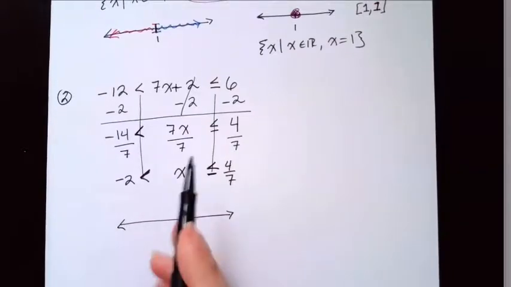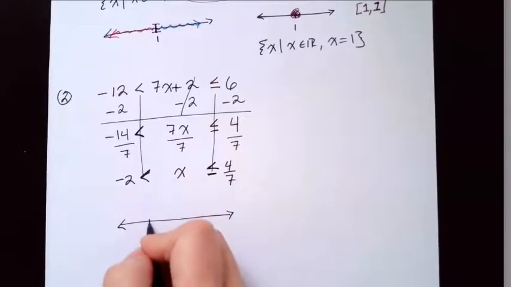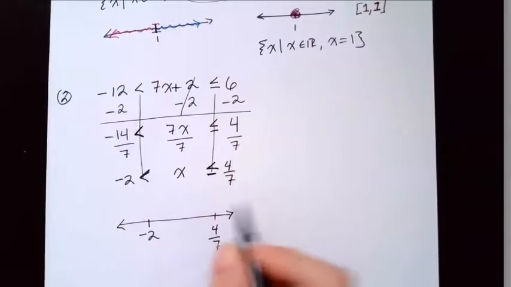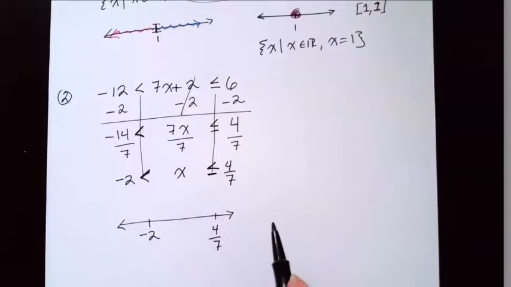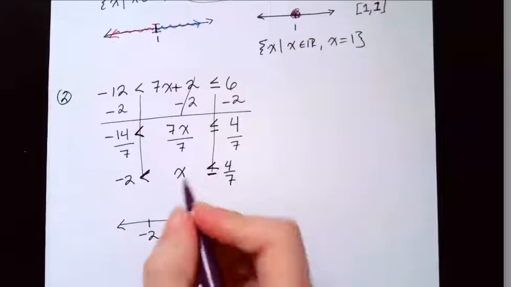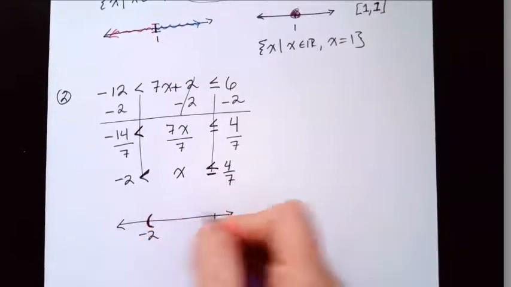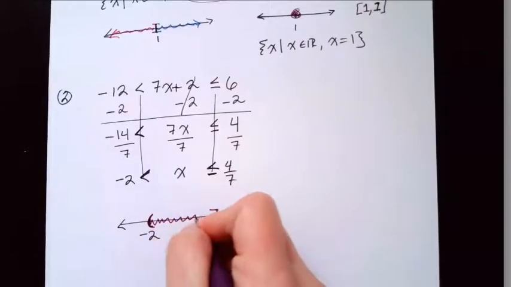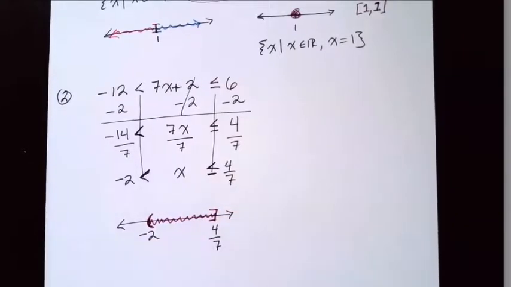And -2 is smaller than 4/7 because it is negative. X is between these two values. It is not equal at -2. It is equal at 4/7. So I will go ahead and put parentheses at the -2, brackets at the 4/7, and shade everything in between.